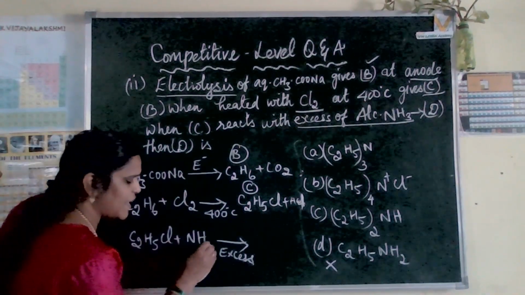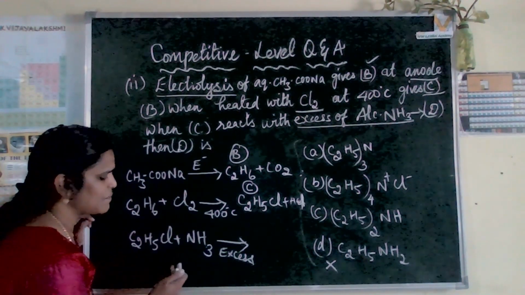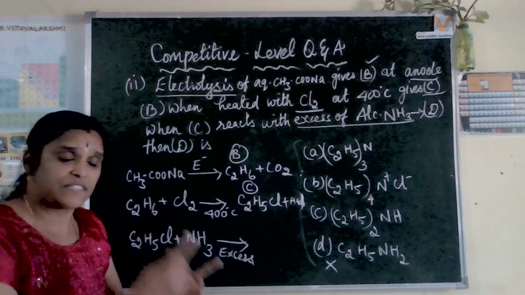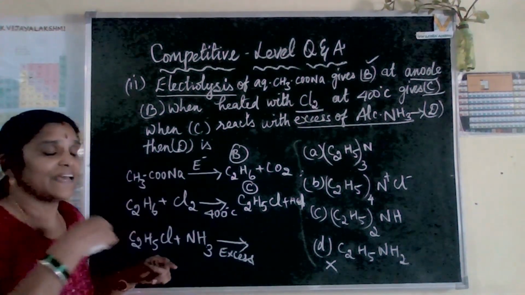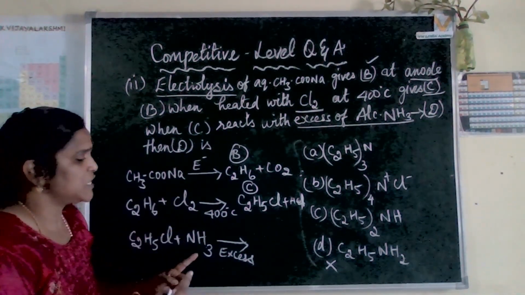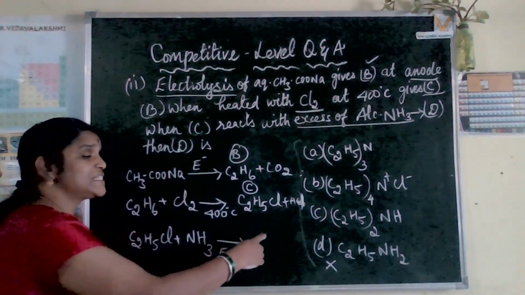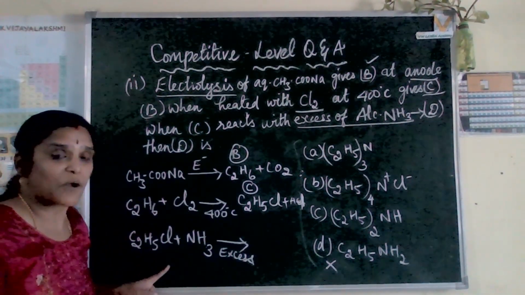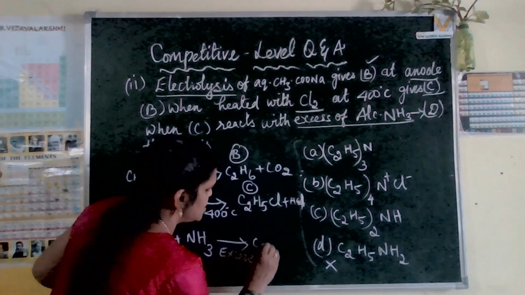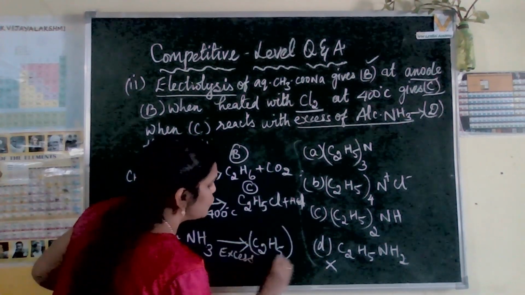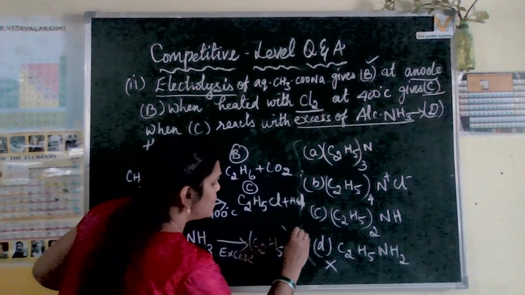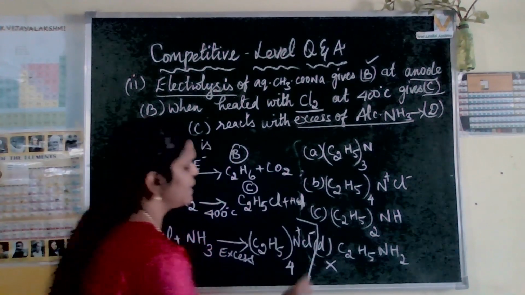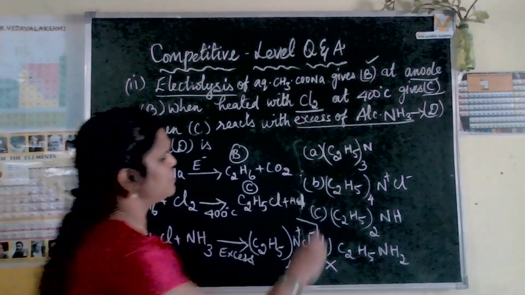So the first one will be C2H5NH2, then (C2H5)2NH, then (C2H5)3N, and then four times C2H5, that is (C2H5)4N+ Cl-. That is a salt formation. This is a long line, and I think you have gone through this process. So what is the final answer here? (C2H5)4N+ Cl-. So the answer will be B.